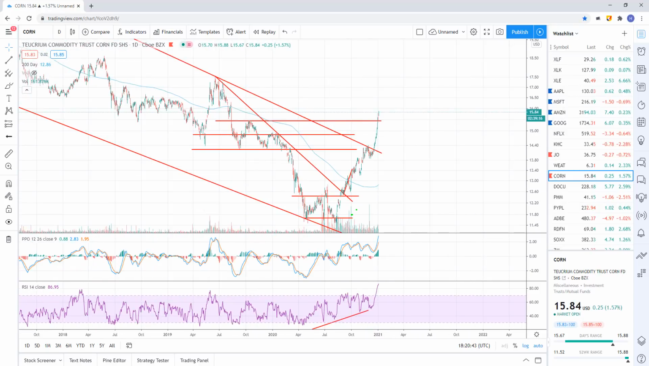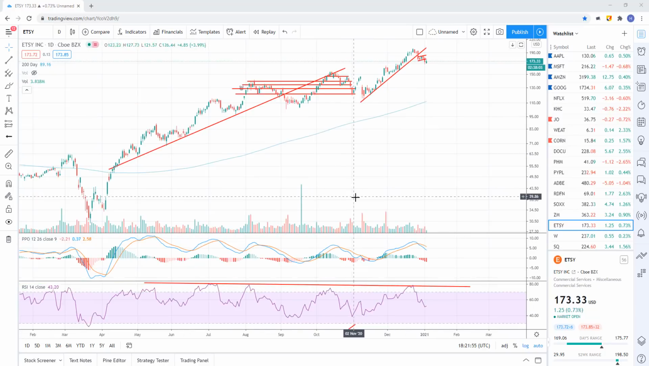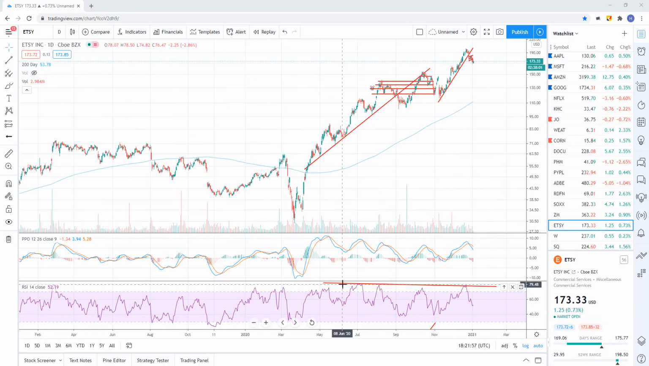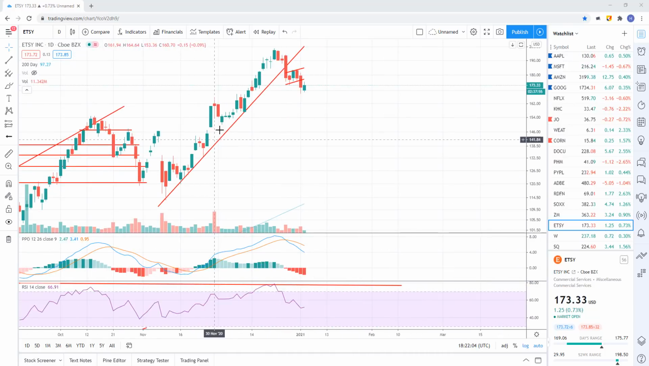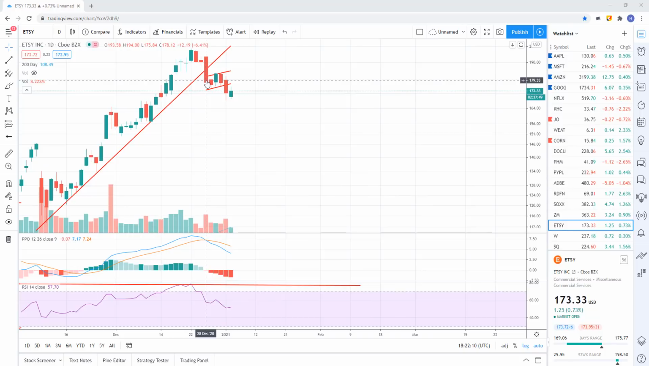So Etsy looks like a good short up around here. A couple things that I like about it. On the daily chart, negative divergence right there on the RSI, and we had a bullish upward channel or trend line right here on the daily chart, and we broke. We got the sell signal right there. So that happened just the other day.